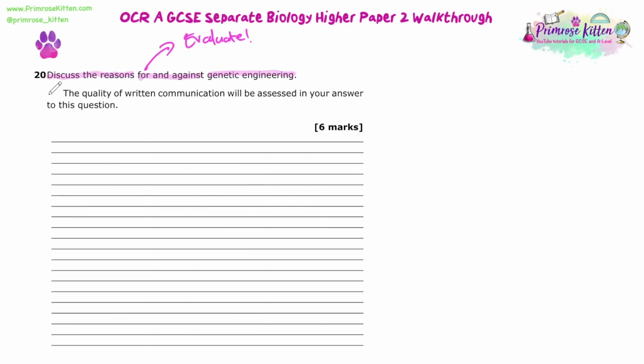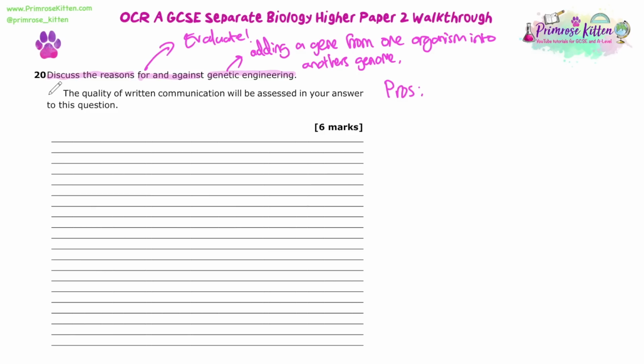The quality of written communication point here means that we are going to have to discuss and explain what we're talking about. So we're not just going to say genetic engineering is good and this is the reason why, and genetic engineering could be bad and this is why, as in just state facts. We're going to need to explain a little bit more and give a bit more linking, and link our ideas together and give as much detail as we can in a coherent way that makes sense. So not bullet points, proper sentences that can be read like an argument.